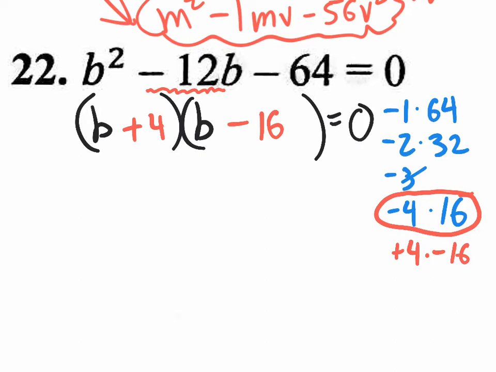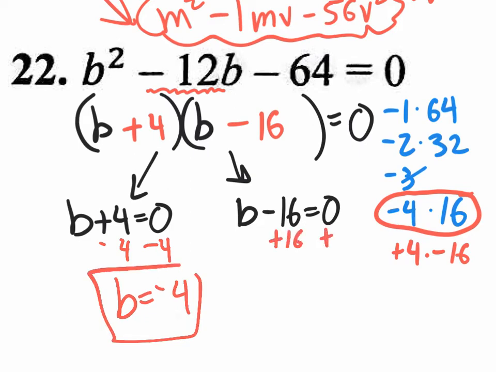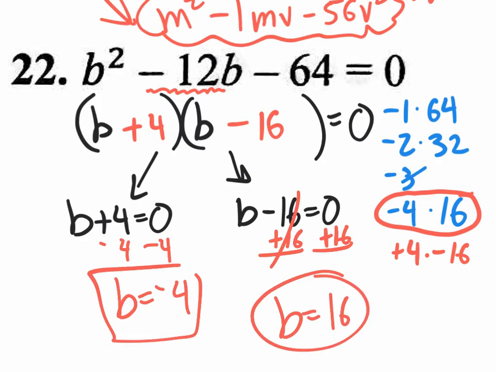So now you're going to split them. You're going to set them each equal to 0. And what that does is creates your complicated factored equation into 2 simple equations. And then you solve for both of them. Minus 4, B equals negative 4. That's one answer. Plus 16, B equals positive 16. That's another answer.